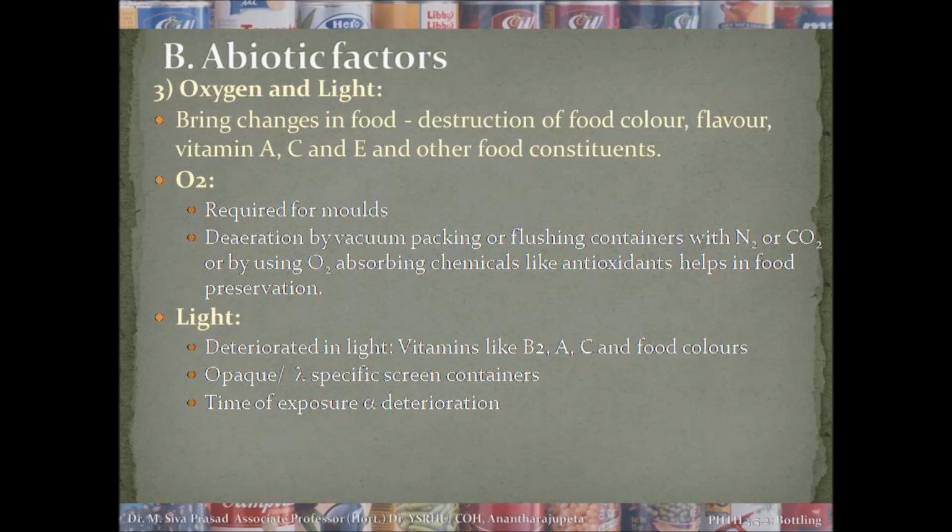Under biotic factors, we have seen microorganisms and enzymes, and then insects, parasites, and rodents. Under abiotic factors, we have seen temperature, moisture, light, and oxygen. Right? I hope you have understood the factors that are causing the spoilage of canned foods.